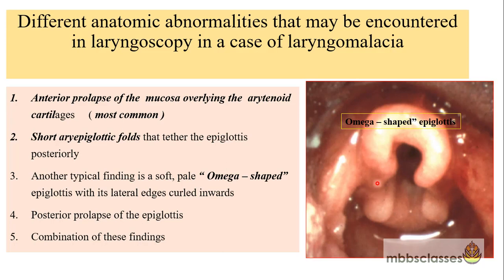The second is the short aryepiglottic fold which is tethered to the epiglottis. The typical finding of laryngomalacia is the omega shaped epiglottis which you can see here, tall and curled up. Sometimes you may also get the posterior prolapse of the epiglottis, and sometimes there may be a combination of these findings.